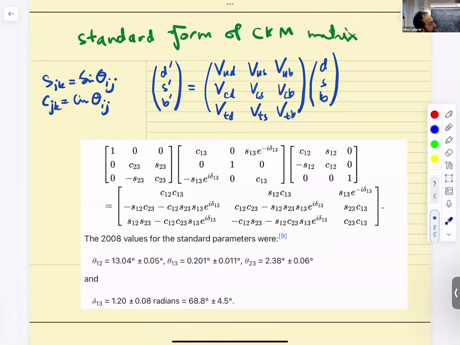And is there any reason why the value of this phase factor is larger compared to the other parameters? No. This is a particular basis. There is no physics associated with delta_13 alone. This particular basis, right? This matrix is defined up to unitary rotations.